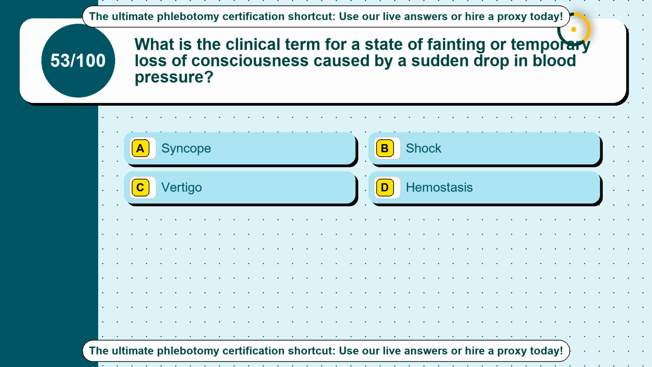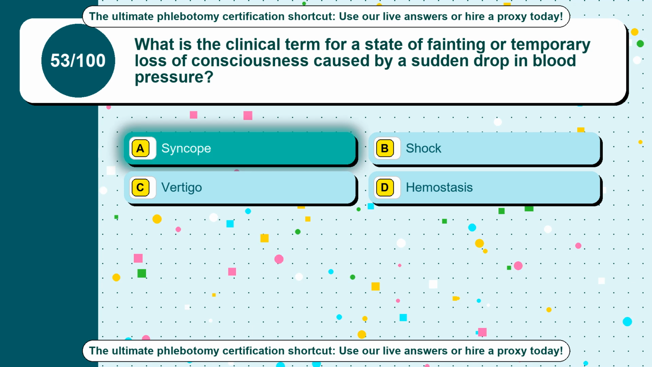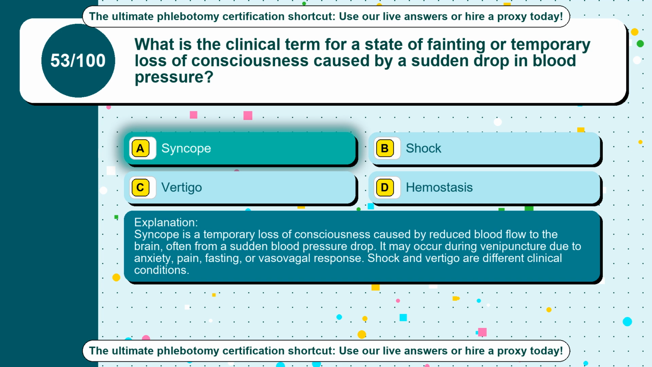Option A. Syncope. Option B. Shock. Option C. Vertigo. Option D. Hemostasis. The correct answer is option A. Syncope. Syncope is a temporary loss of consciousness caused by reduced blood flow to the brain, often from a sudden blood pressure drop. It may occur during venipuncture due to anxiety, pain, fasting, or vasovagal response. Shock and vertigo are different clinical conditions.